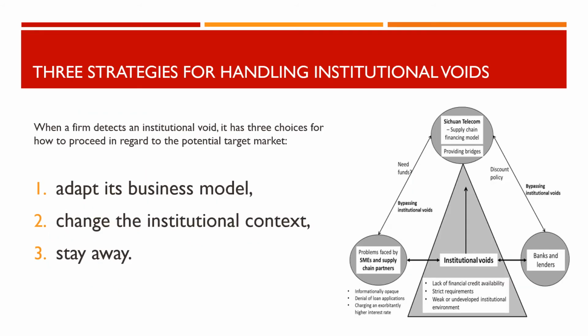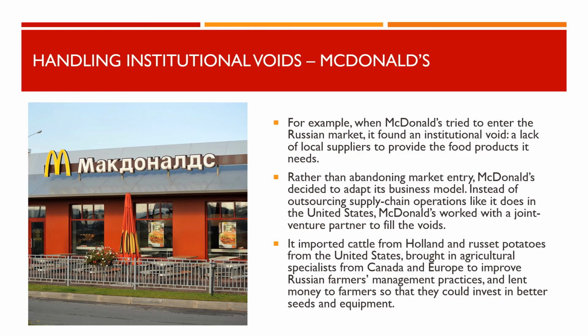When a firm detects an institutional void, it has three choices for how to proceed in regard to the potential target market: adapt its business model, change the institutional context, or stay away. This diagram adds to this discussion by illustrating possible ways of bypassing such voids. For example, when McDonald's tried to enter the Russian market, it found an institutional void, a lack of local suppliers to provide the food products it needs. Rather than abandoning market entry, McDonald's decided to adapt its business model.